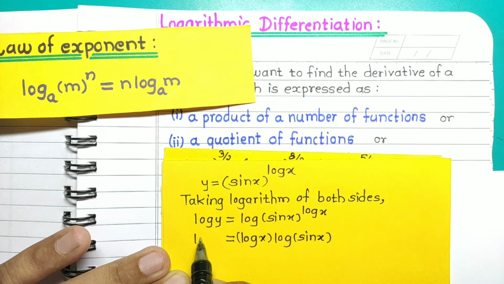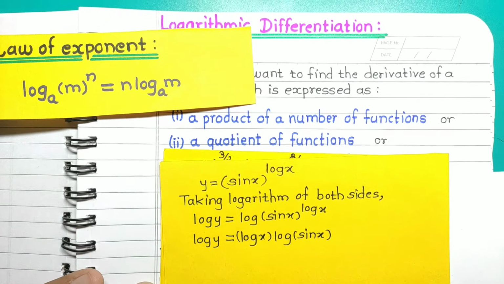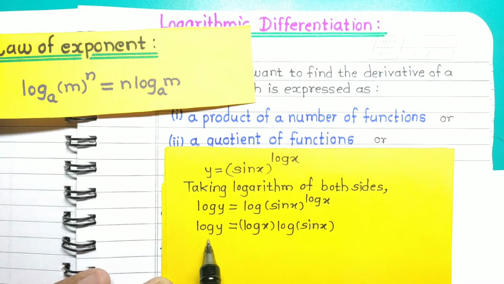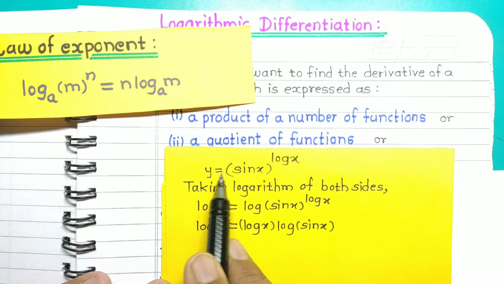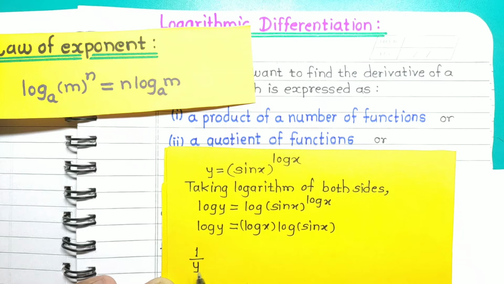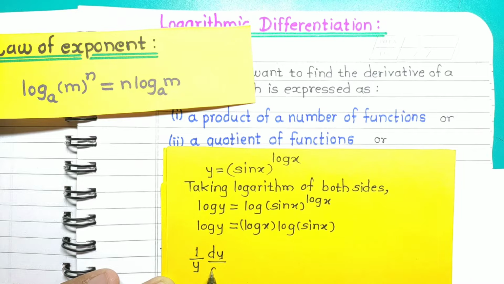Now this function can be easily differentiated. At this step we can differentiate this function, but think about this term log y. For differentiating log y, we are going to treat this function as log of something, since y is a function of x. So its derivative is 1 upon something, which is y, into the derivative of something, which is dy by dx.